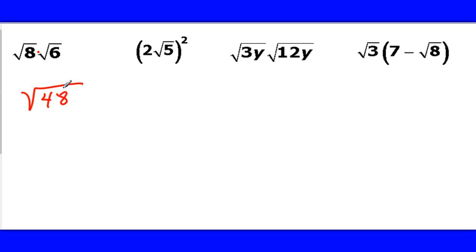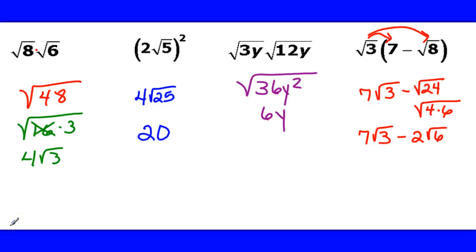Now I need to simplify this. So I can break that down into 16 times 3. The square root of 16 is 4. 4 radical 3. Now, you might want to pause the video and attempt these and then come back and look. Okay, take a look at these.